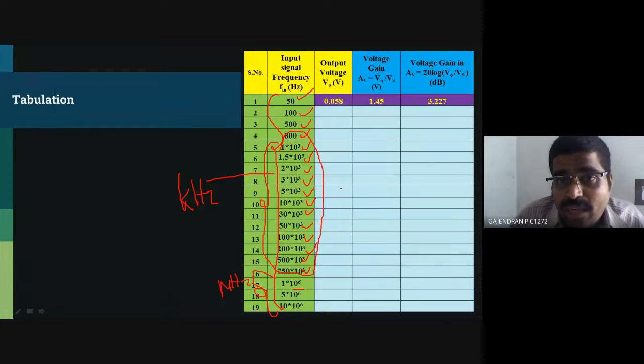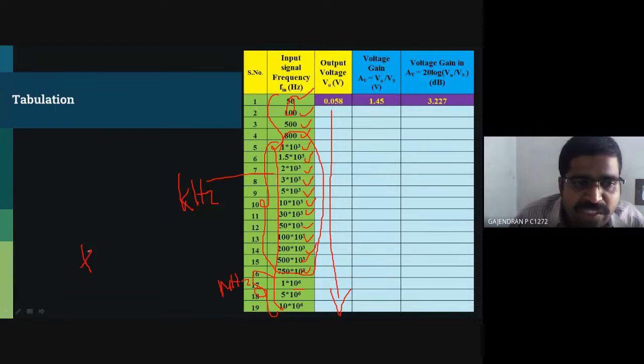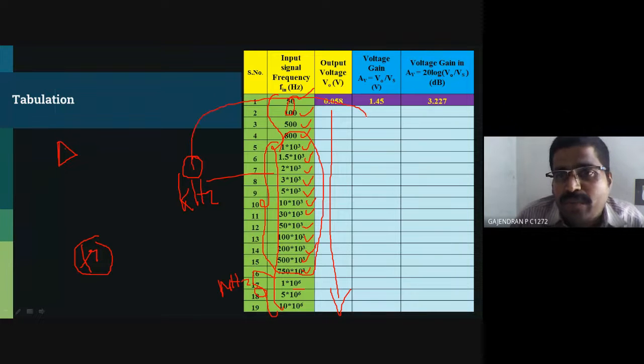Then your task is to fill the output voltages alone. First, you need to set the frequency in the circuit. Then you have to click the play button. Then you have to note down only the output voltage here.